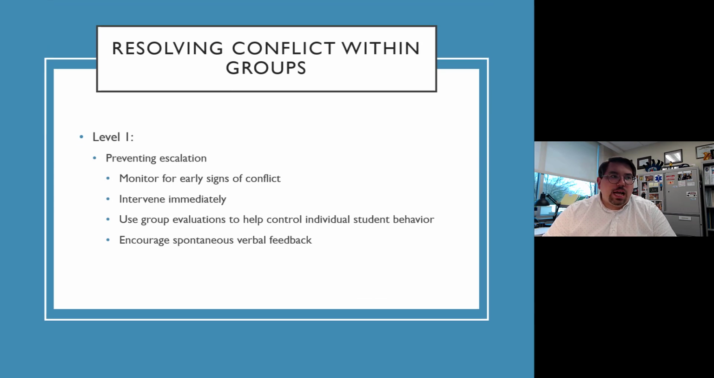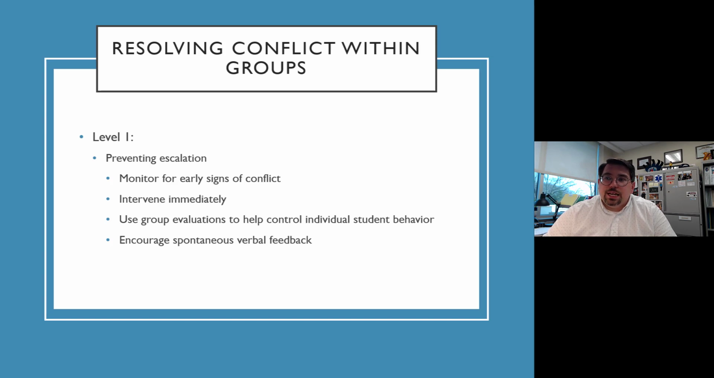Now, when you're dealing with conflict within groups, there's a multitude of levels that we have to go through. The first level, level 1, is really the idea of preventing the escalation from occurring in the beginning when it comes to conflicts within a group. First off is monitor for early signs of conflict. Watch for body clues, nonverbal clues, previous history that students may have had with one another. Those are things to pay attention to.